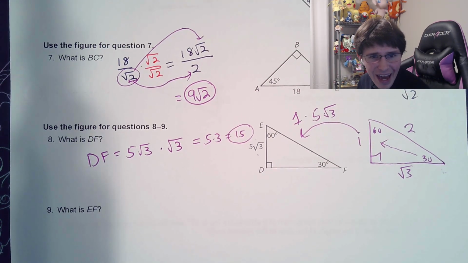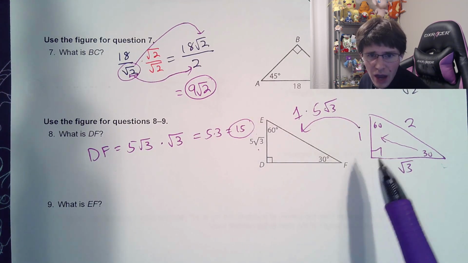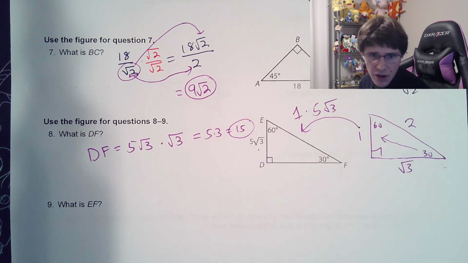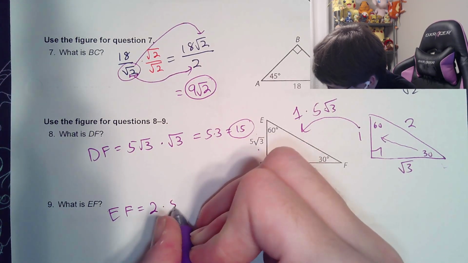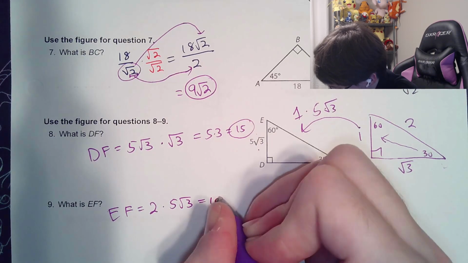As for EF, that's the longer side. That one's going to be 2 times 5 square root of 3. So EF, that's going to be 2 times the 5 square root of 3, and that's going to be 10 square root of 3.